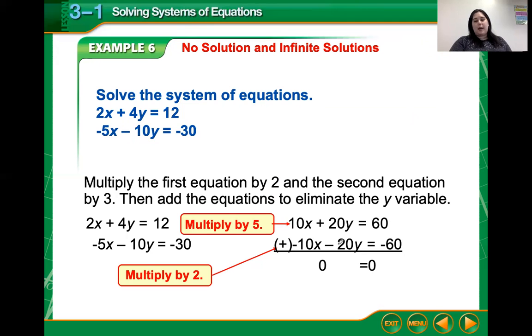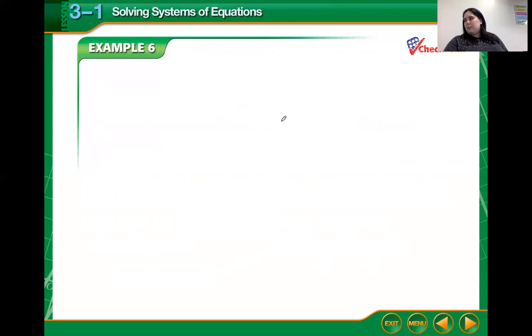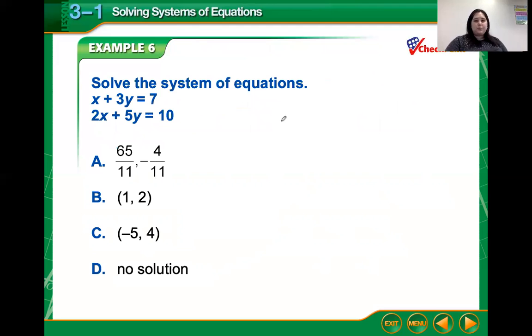This is a special case because 0 equals 0 is a true statement. This means that there are infinitely many solutions. If you ever get something that says like 1 equals 0, this would be no solution, or anything like that. But here, if you get 0 equals 0, that is infinitely many solutions.